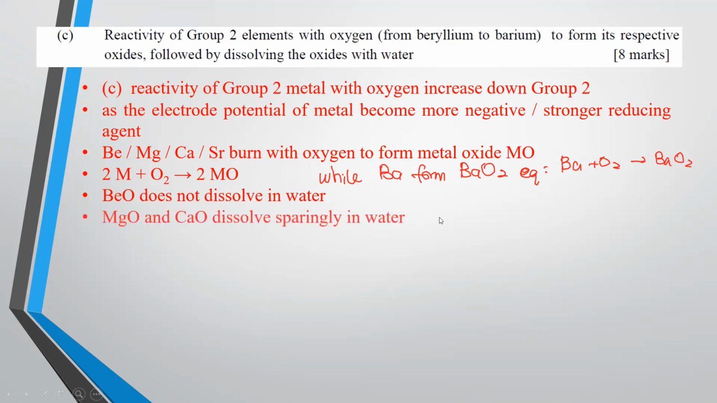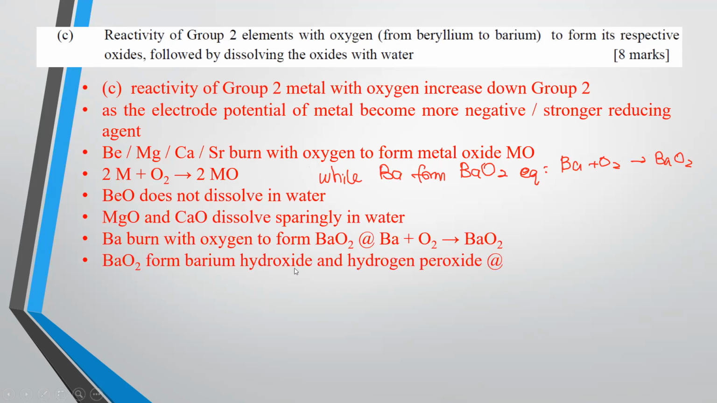So magnesium oxide does not dissolve in water, whereas calcium oxide dissolves very readily in water. Barium burns with oxygen to form BaO2. Barium peroxide, when dissolved in water, this one I didn't write dissolve in water. Sorry. Dissolve in water. So barium peroxide dissolves in water to form barium hydroxide and also hydrogen peroxide according to the equations in here. So you have to describe as completely as you can all the reactions in here.